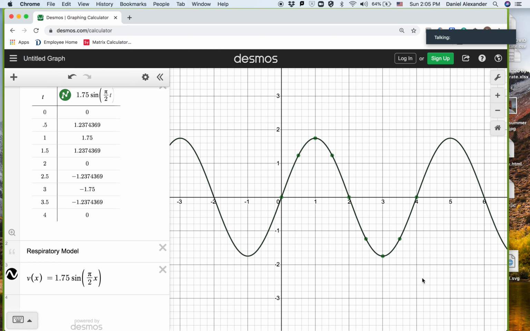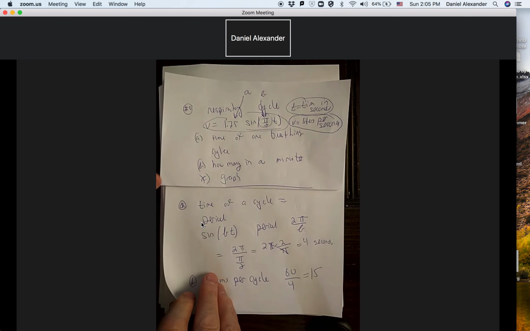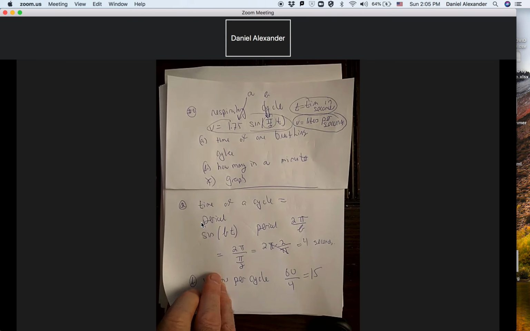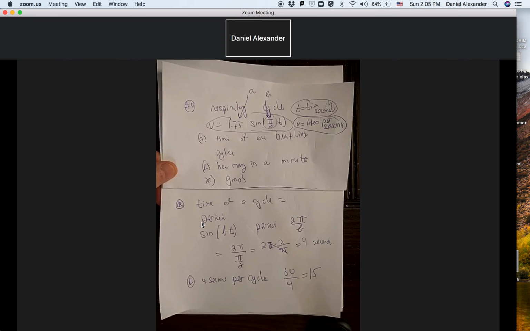Okie doke. Okay. That's it for this problem, and we're going to do the next problem, which is about a Ferris wheel. Before I introduce the Ferris wheel problem, I'm going to do the same kind of thing. I'm going to tell you about this Ferris wheel, and then we want to graph it. Okay.